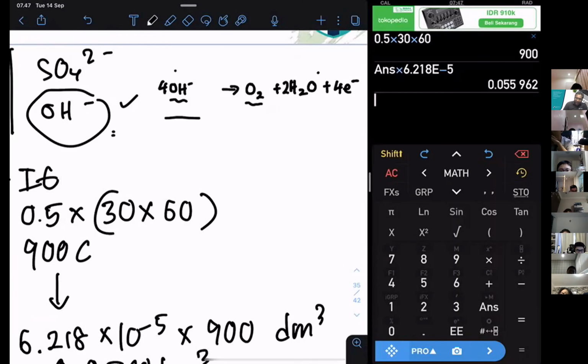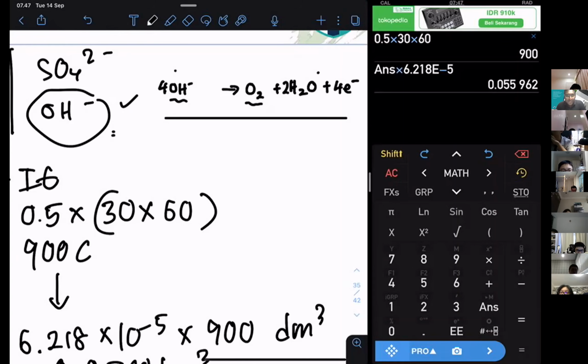If you want to memorize, go ahead. If you don't want to memorize, no problem. You refer to the data booklet. The data booklet has this equation. Is that clear, Donna? But make sure you select the correct one. There are many equations related to OH minus, but select the one that gives you O2 and water.